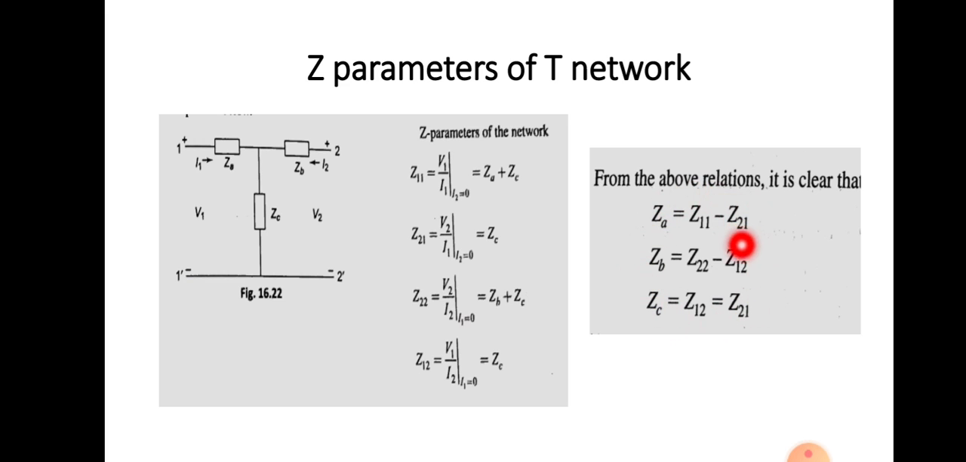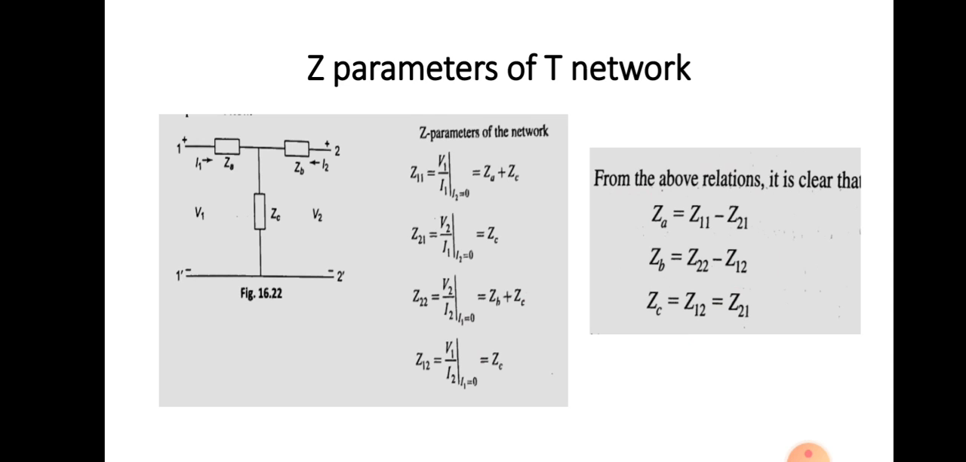So, you remember these equations because they will be useful for solving problems. Sometimes you are asked to find the corresponding T elements by using the Z parameters. You will be given the Z parameter values and you are asked to find ZA, ZB and ZC. Here the T network representation is this one and you are asked to find ZA, ZB and ZC. So, you should know these equations, then only you can substitute the different values of these parameters. So, this is the main equation in the case of the T network.